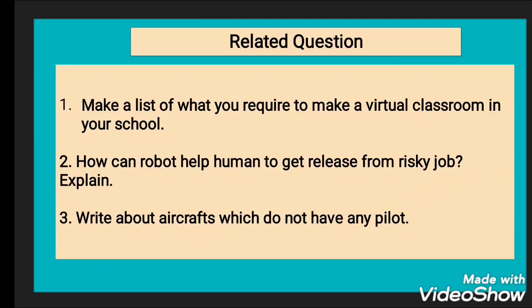See question number one. Make a list of what you require to make a virtual classroom in your school. Here, you will write what are the required necessities to make a virtual classroom. Number two, how can robots help humans to get released from risky jobs? Explain. Yes, my dear student, here you can write the advantages of robots, and how you can get released from risky jobs.